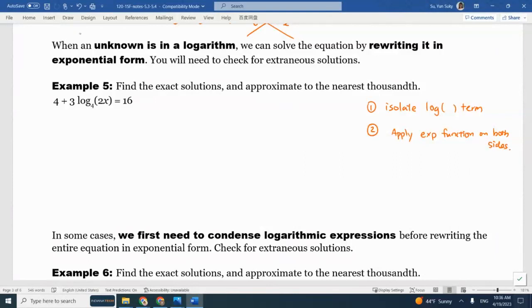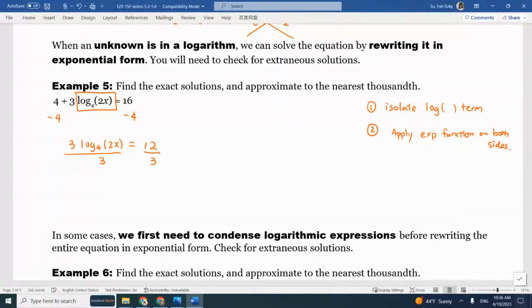So here, what is the log term? log base 4 of 2x. This is the log term, right, everybody? We want to isolate it, which means I don't want to see the 4 here, I don't want to see the 3 here. What do you do? Subtract 4. So we get 3 log base 4 of 2x equals 16 minus 4. David, what's 16 minus 4? Can you also tell me what do we do next? Divide by 3.